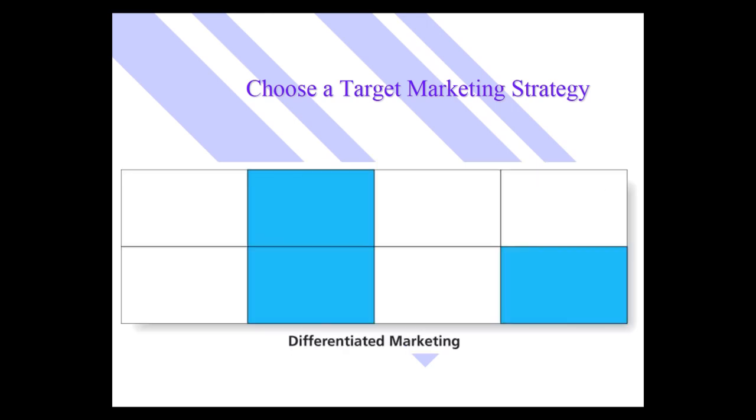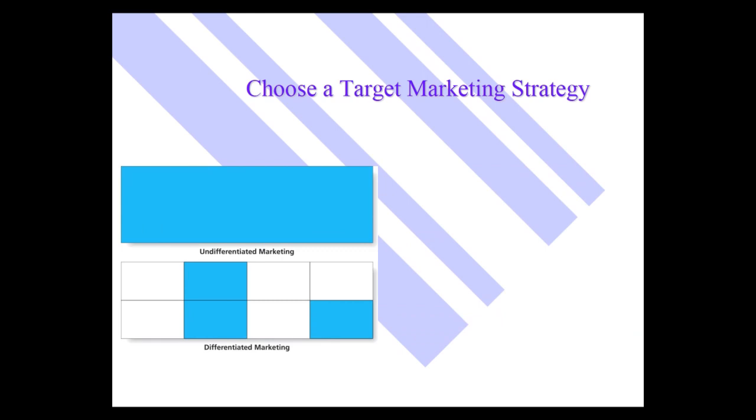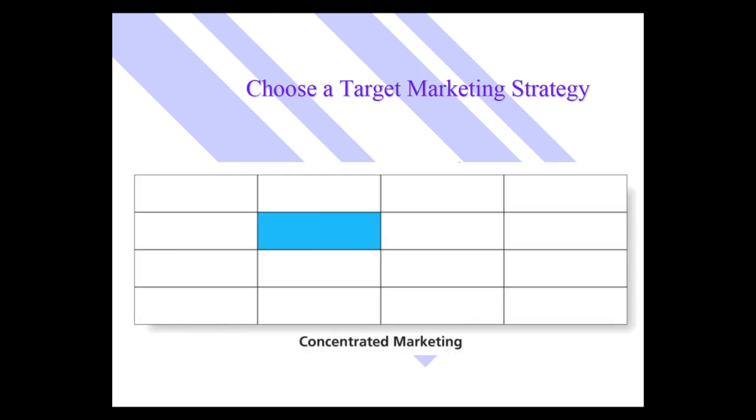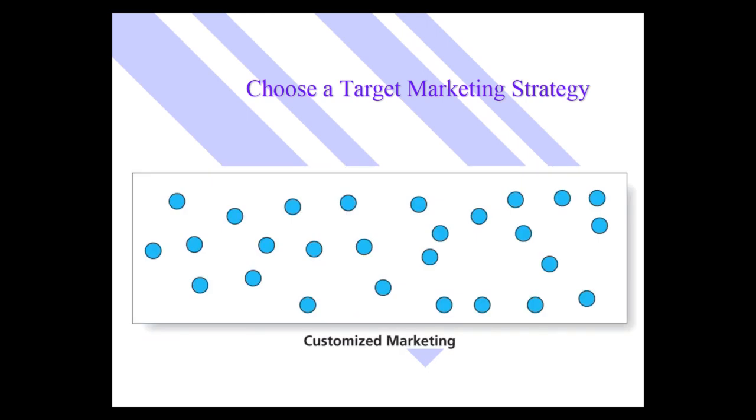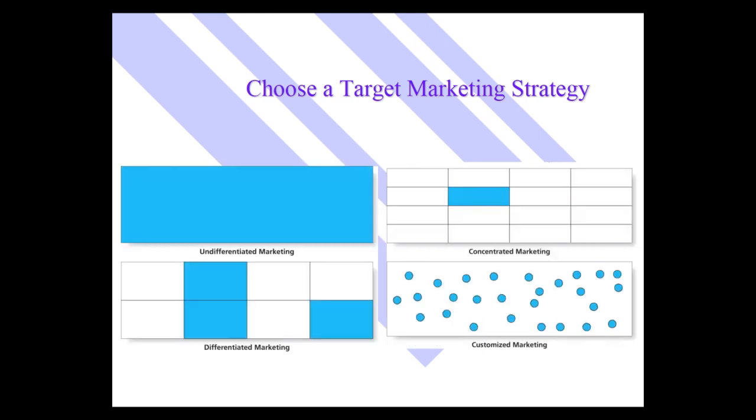The next one is the differentiated strategy where, okay, we've got a number of different segments. We're going to go after several, not all, but several, but we'll have different strategies in place there. A concentrated strategy is when, okay, lots of segments, we're only going to concentrate on one. And then finally, that customized marketing strategy or individualized marketing where you go after individual customized customers.